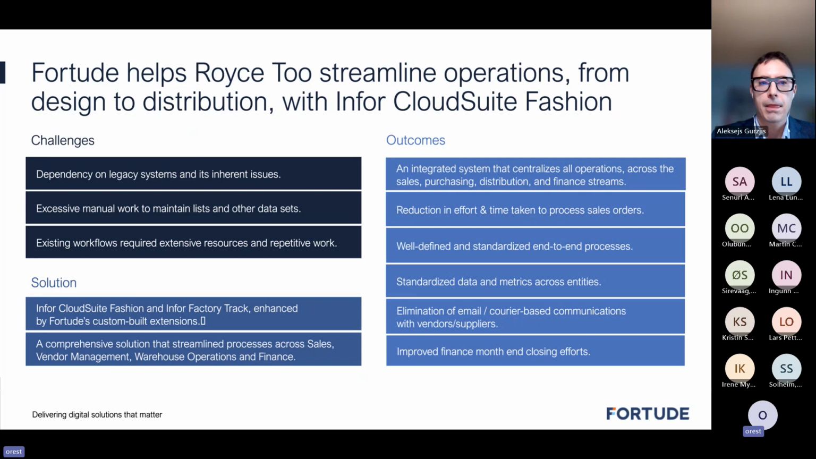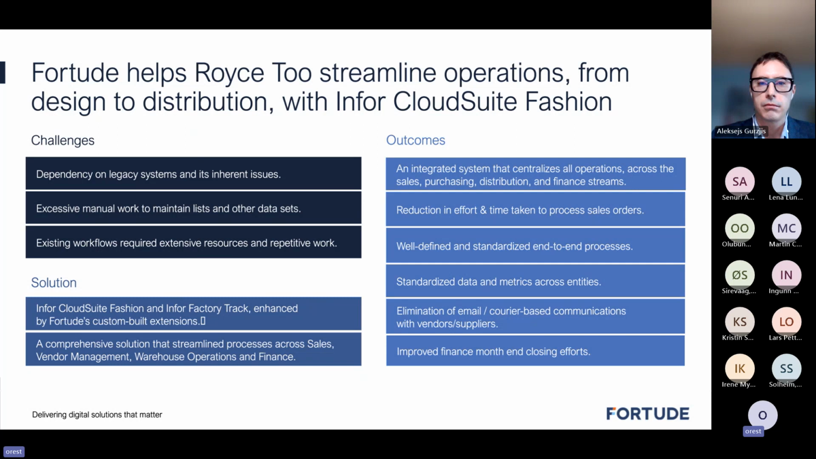So when they chose to move to the cloud, their solution was to buy Infor Cloud Suite Fashion, also a product called Infor Factory Track, which is a mobile warehousing solution. And then they used some extensions that were built by Fortune for them in terms of laying out their day-to-day business. So basically, they ended up with a solution that was comprehensive, completely across all areas of the solution they wanted. Their outcome, well, they now have a fully integrated solution that centralizes operations for them.